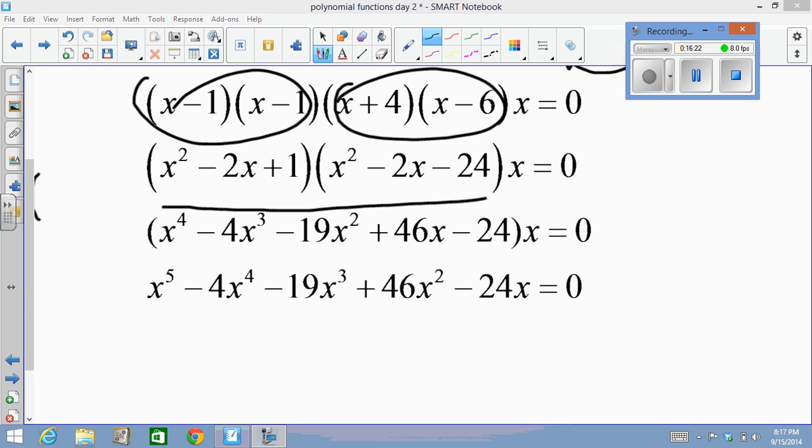So the process isn't too difficult. It's just you might make a lot of sign errors, so be as careful as you possibly can when you're trying to find your polynomial functions.